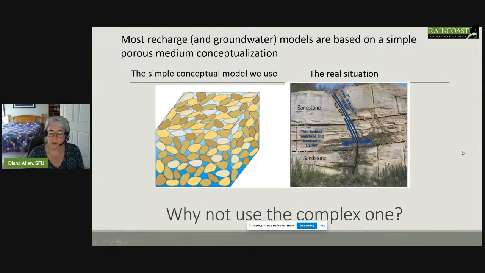The problem is that when we try to model or estimate recharge, we're usually using a very simple conceptualization of the subsurface. Our conceptual model looks like this, with a bunch of grains and pore space in between, and that's the way the models are estimating recharge. But in reality, we've got fractured rock and we have water that's trying to get into individual fractures. So you might say, well, why use this simple conceptual idea rather than what the real situation would be like?